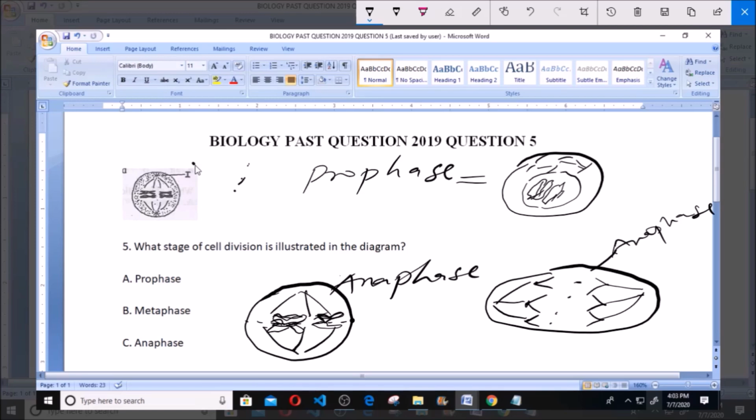So according to this diagram, the answer to this question is metaphase. Metaphase is the correct answer.